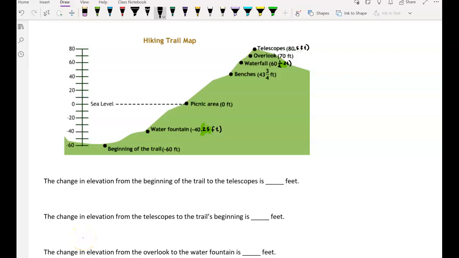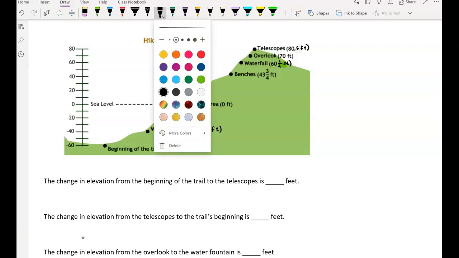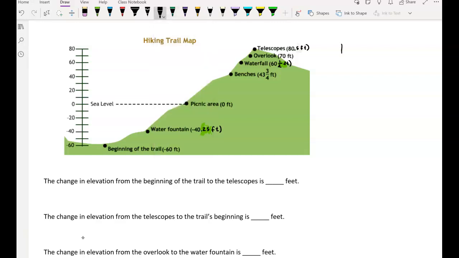Hello math friends. Today in our video we're going to be taking a look at some operations with rational numbers, and our operations are going to be covering adding and subtracting rational numbers with positive numbers and negative numbers. So positive and negative rational numbers, that means there's going to be fractions involved, and there's going to be decimals involved. So we're going to have a great time.